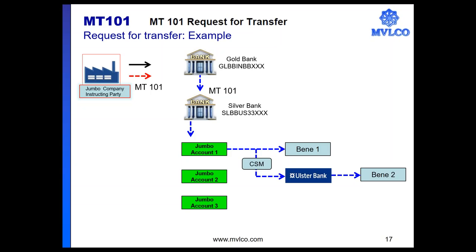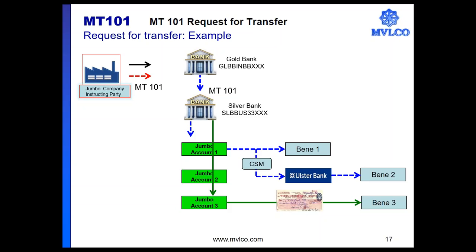In this example, beneficiary one is the customer of Silver Bank itself. Therefore, there is no CSM involved. It's going to be a book transfer. And beneficiary two is not a customer of Silver Bank. Therefore, we are using the clearing and settlement service. The other mechanism could be Silver Bank is told by Jumbo to send a check to beneficiary three. Now, all these three payment instructions can come in a single message.